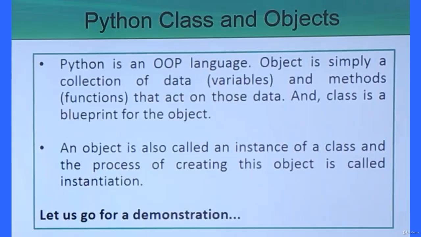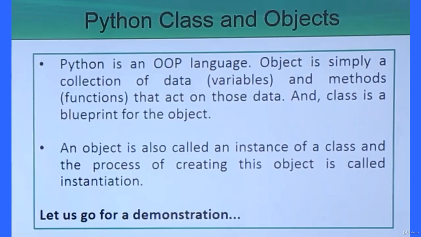An object is also called an instance of a class, and the process of creating this object is called instantiation. Whenever an object is defined, some memory space will be occupied to hold the object's attribute values and to hold the method codes. That's why whenever instantiation takes place, some memory space gets allocated against the object.